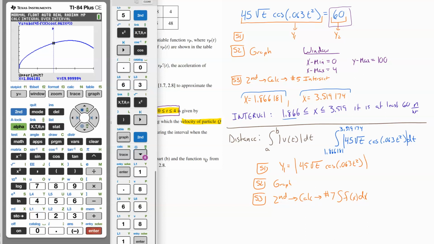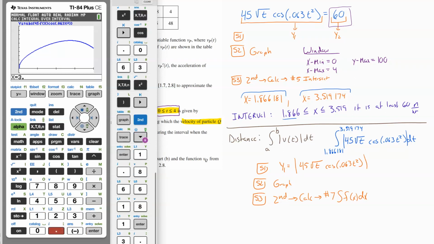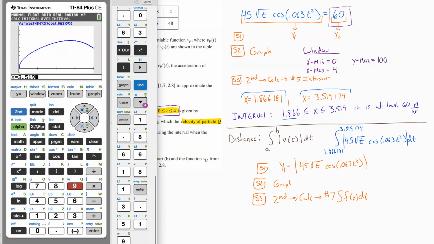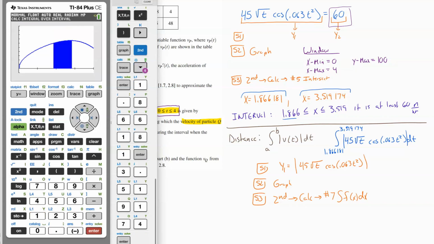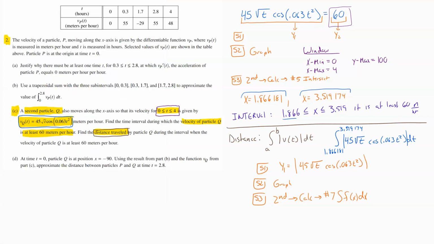Hit enter. It'll then ask us for the upper limit, the upper bound, and we'll type in that upper value, 3.519174. We hit enter, it shades it in, and at the bottom of the screen you can see that it gives us the integral of f of x dx equals 106.10, and I would round that up to a 9 because they want 3 decimals on their final answer. So we get out of here 106.109.